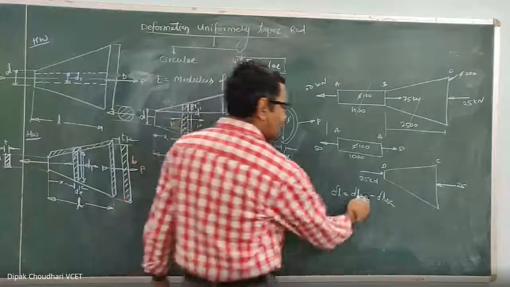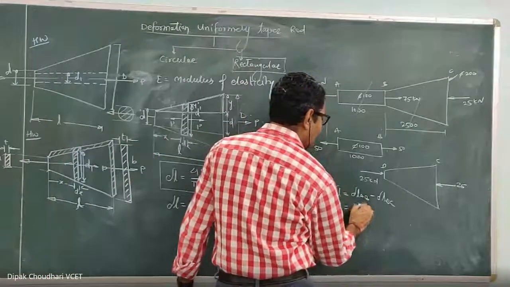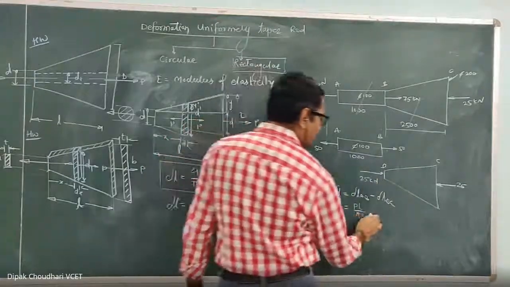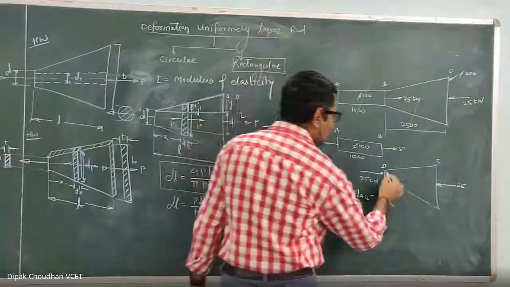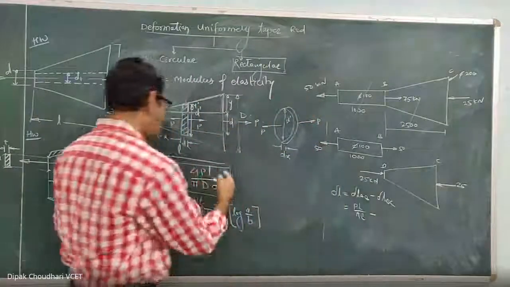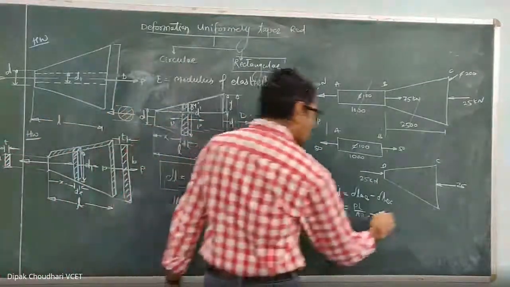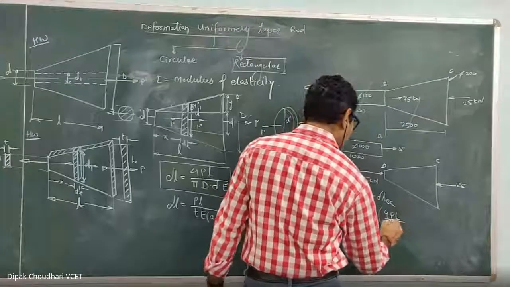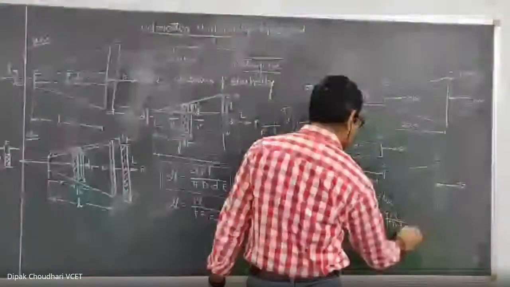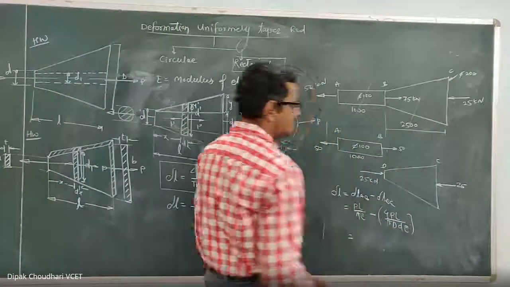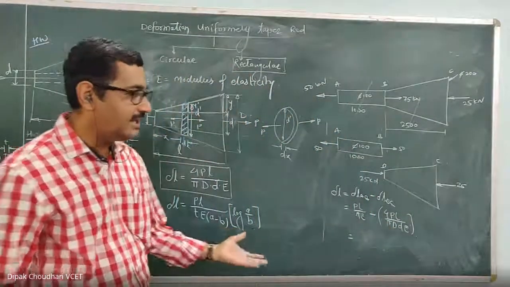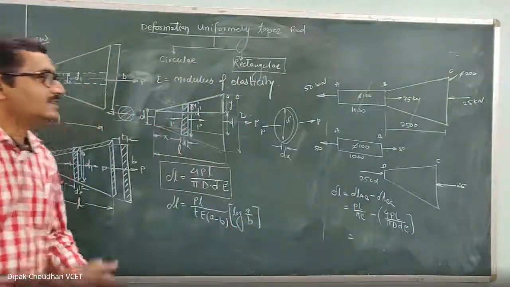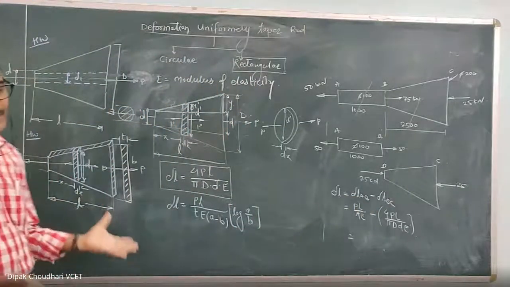Okay, now for this delta L AB, you can use the formula PL upon AE, the deformation because of this axial force. For this BC part, which is the taper one, you have to use a different formula: 4PL upon pi into capital D into small d into E. Use the appropriate force, length, and area, and just substitute the values, you'll get the answer. In this way you can calculate the deformation of the taper rod.